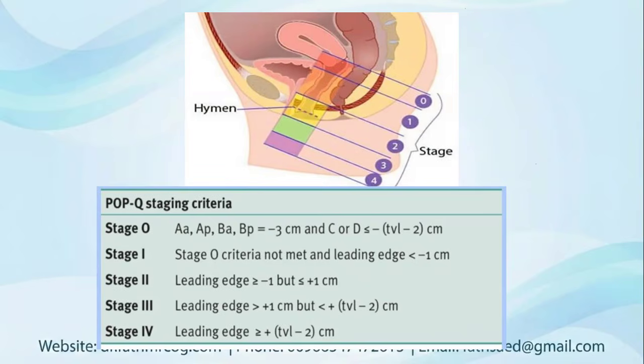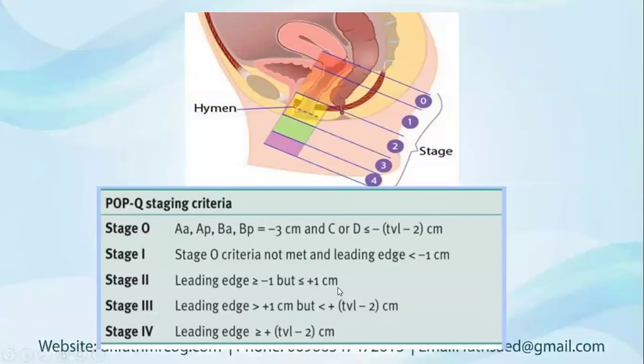But remember this point, because it can come as an exam question: total vaginal length minus 2. If I see the leading edge, because in the exam they will give you the leading edge, you will add 1 centimeter. If less than total vaginal length minus 2, that means I am in stage 3. Because 0, 1, and 2, it is easy. The problem comes when I differentiate between 3 and 4. For stage 3, if the leading edge is more than 1 centimeter but less than the total vaginal length, they will tell you in the scenario of the question the total vaginal length.